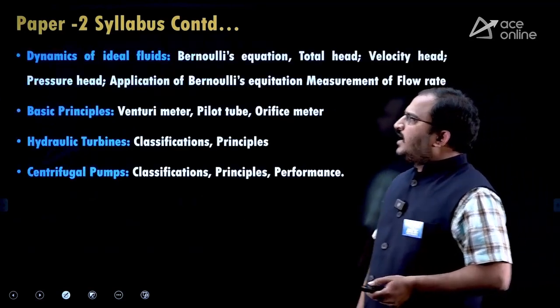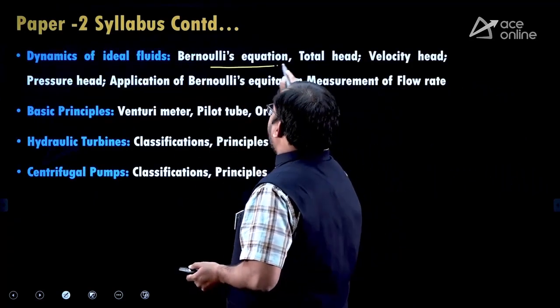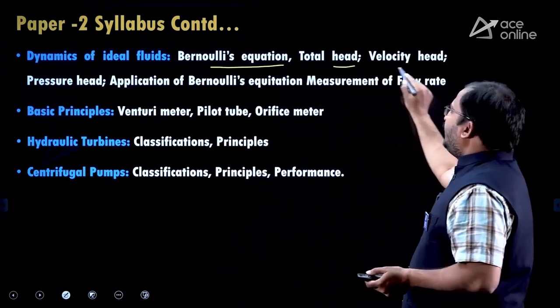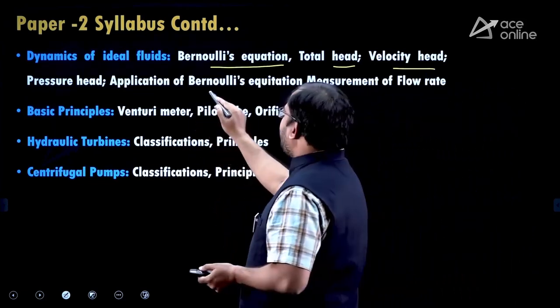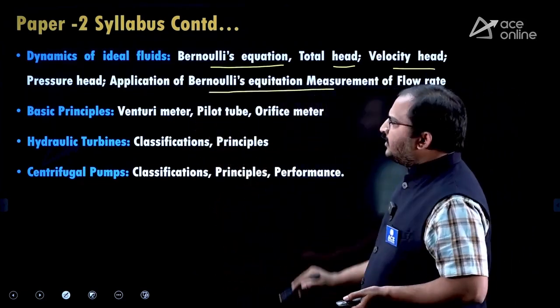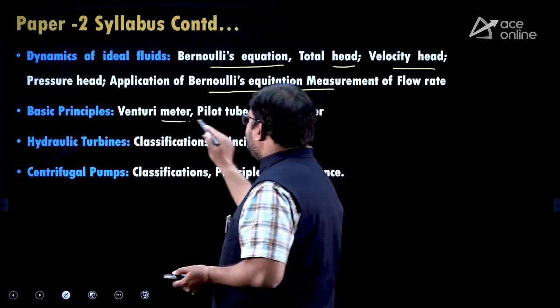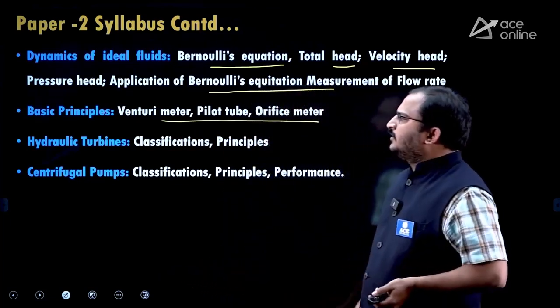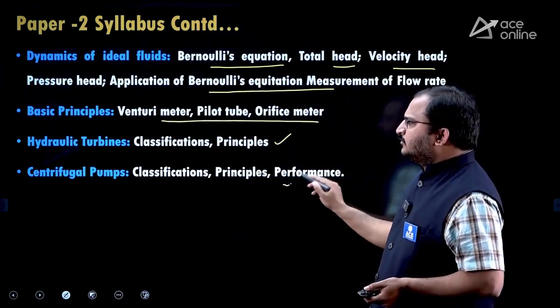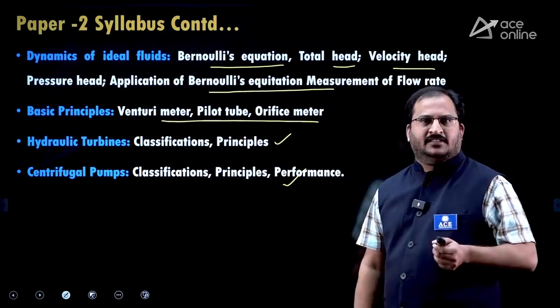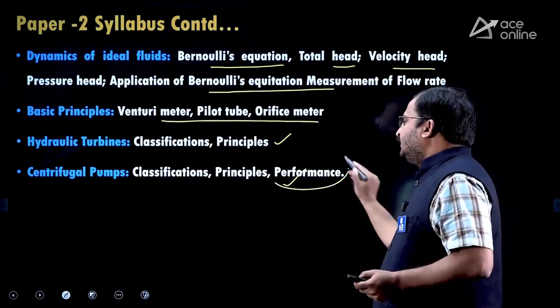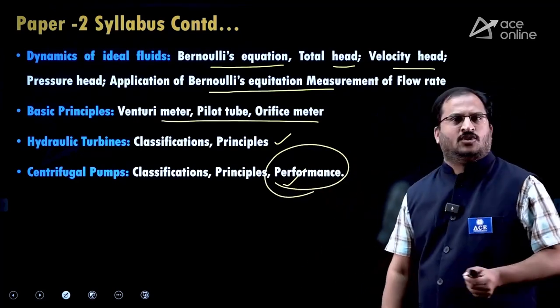Then you have dynamics of ideal gases. Bernoulli's equation is there: total head, velocity head, pressure head, application of Bernoulli's equation, and measurement of flow rate. Then you have Venturi meter, pitot tube and orifice meter, then hydraulic turbines and centrifugal pump related things. And here he has given performance characteristics also.